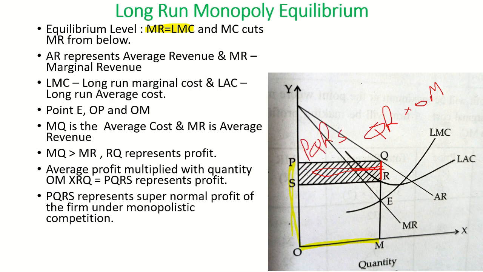PQRS, that is this portion. This is the total profit of that particular firm. So PQR represents the supernormal profit of the firm under monopolistic competition.